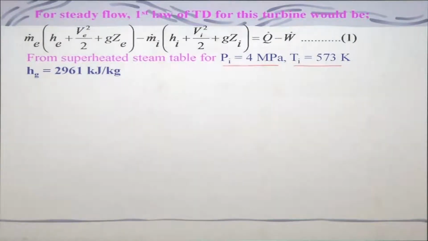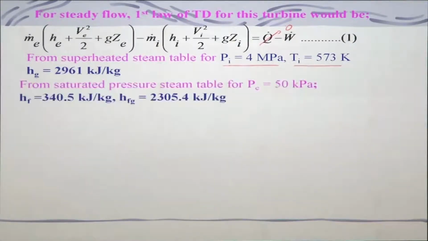Keep in mind that for the steady flow equation, we had neglected the kinetic energy and potential energy terms, but here we are keeping them. However, we will make the heat term 0 because it is an adiabatic turbine.